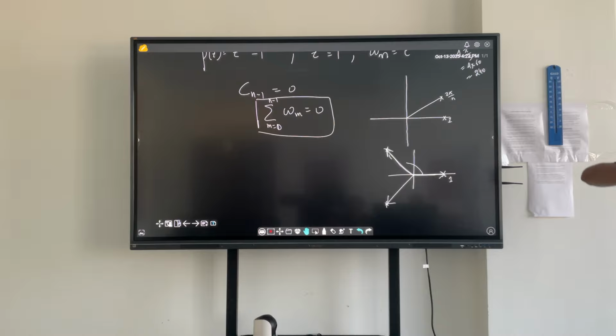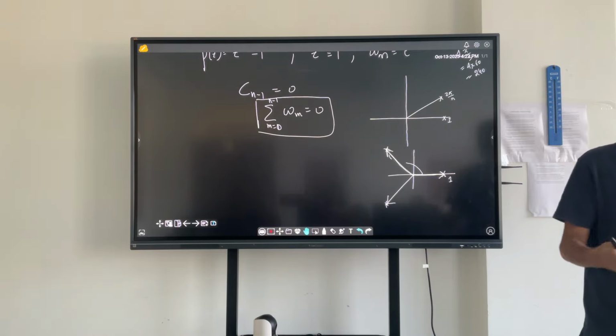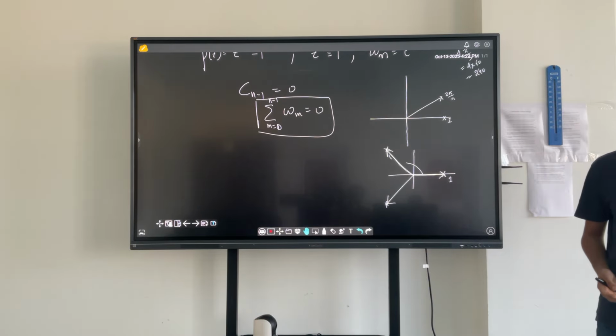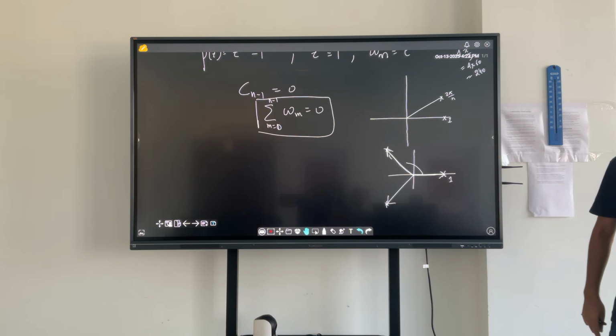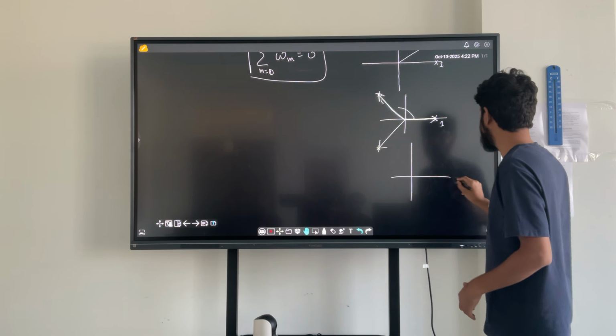When we add all the position vectors of the vertices of a regular polygon, we get 0. Why? Because they cancel each other pairwise. It is not visible in this one, okay? But you will see, for example, if you do n equals 6, you will have 1.